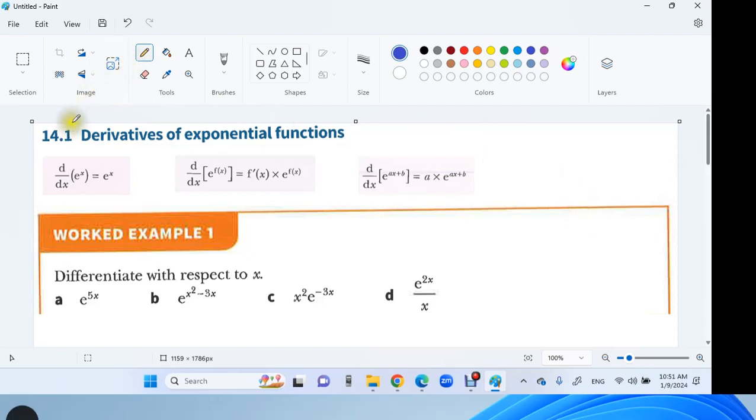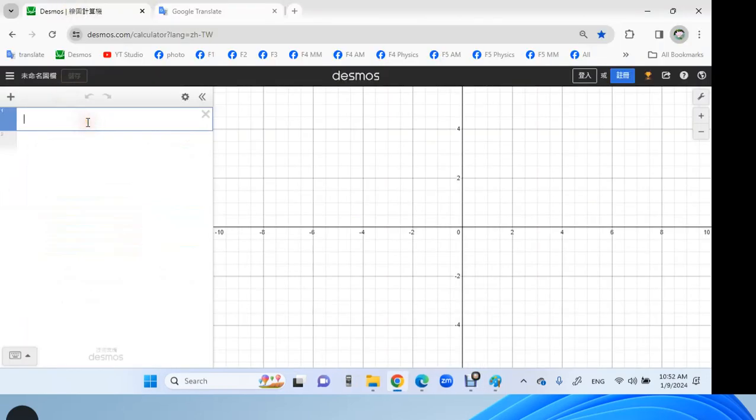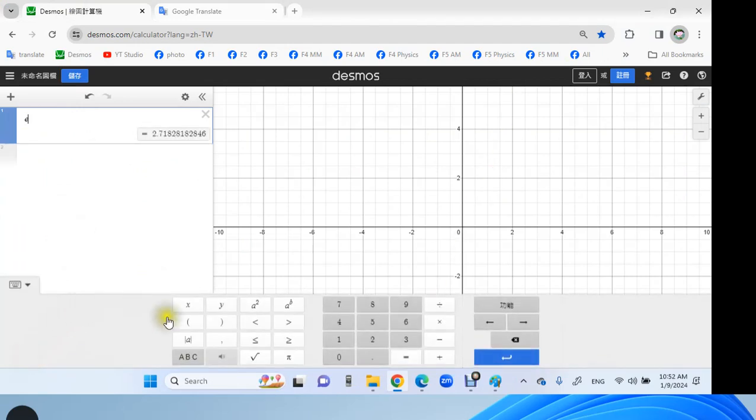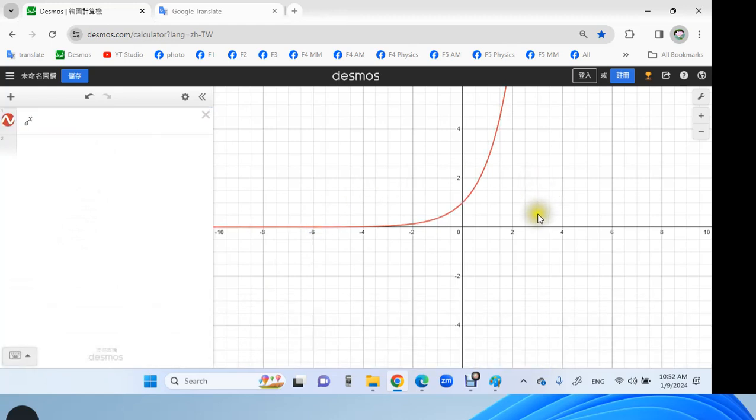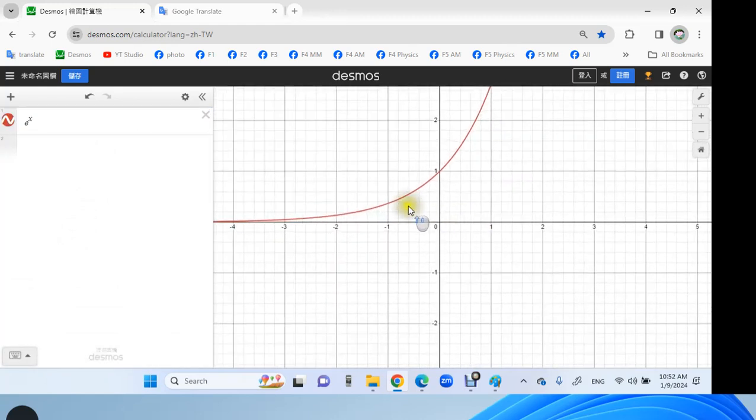Now we go to differentiation 2. So 14.1, derivative of exponential function. Exponential function e to the power of x. The graph of exponential e to the power of x looks something like this. Okay, this is exponential. Then the e will never be zero. E to the power x will never be zero.